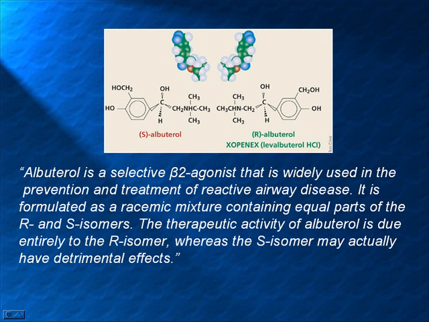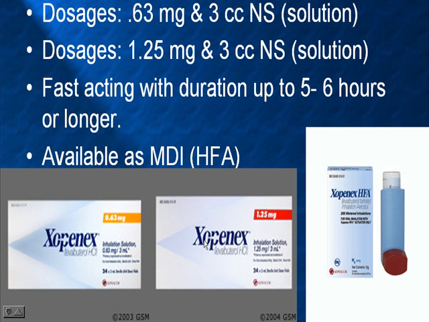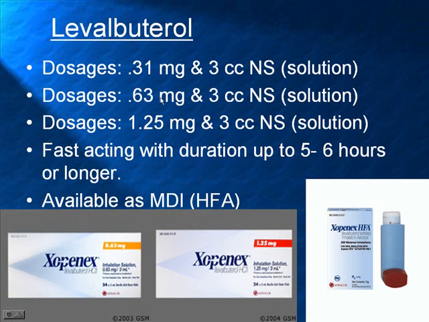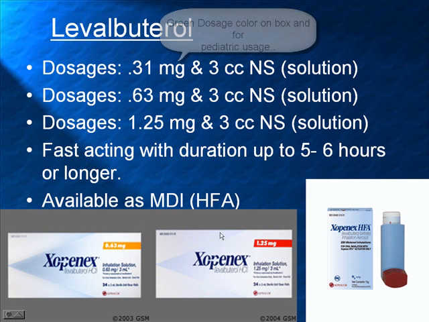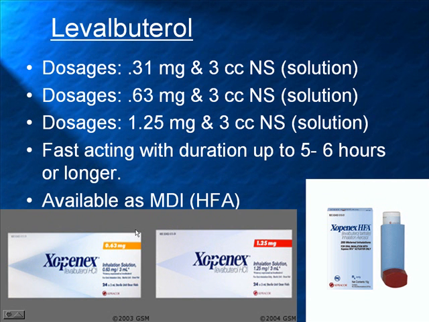So levalbuterol, you'll see below, I've included what the packaging looks like. And you'll see that it's available both in solution and in the new HFA MDI. And we have three different dosages for solution. We have a 0.31 milligrams, we have a 0.63, and a 1.25. I do not have a picture of the 0.31, but the 0.31 is a green label, primarily indicated for pediatric use. And Xopenex claims faster action with a duration up to 5 to 6 hours. And again, it's available as an MDI HFA.